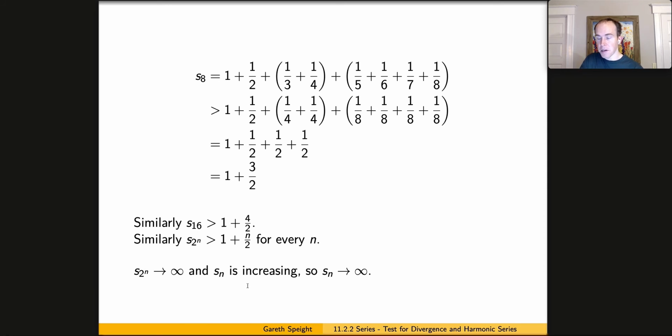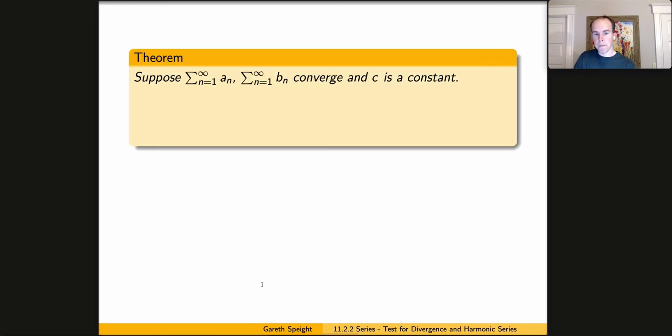Okay, so we have that the partial sums, the sums of the first n terms, are getting bigger and bigger. In particular, some of them are going to infinity, and it's increasing, so the partial sums are going to infinity. Okay, so that proves that the harmonic series diverges. So that's a very important series that you should be aware of. The sum of 1 over n diverges.